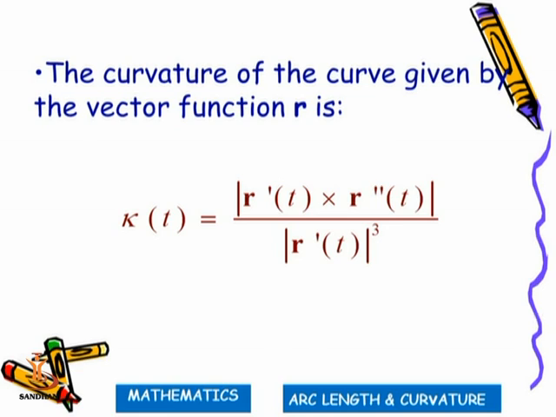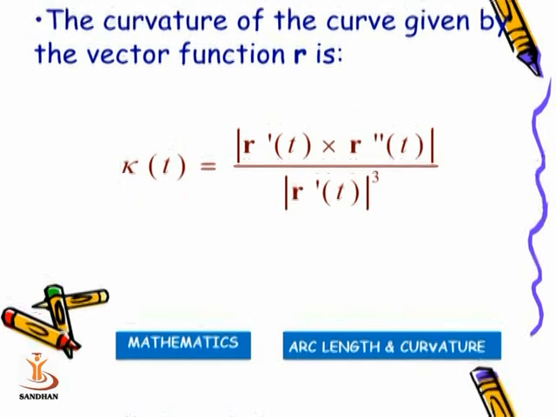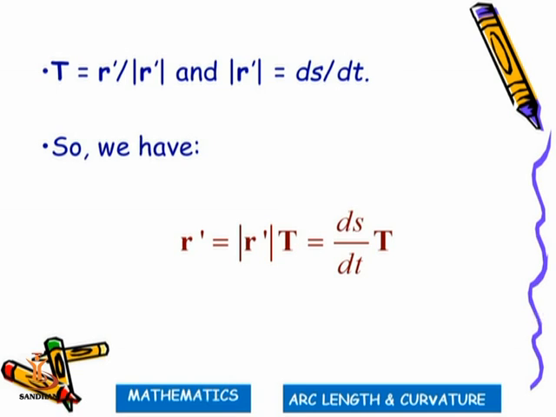The curvature of the curve given by the vector function r: if you have a vector function in the form of r, you can use this curvature formula, k equal to the modulus of r dash t cross r double dash t, upon modulus of r dash t whole cube. So what is our capital T? It is r dash upon mod r dash, and r dash is what? ds by dt. So we have r dash equal to mod of r dash into T. So we can say ds by dt into T.